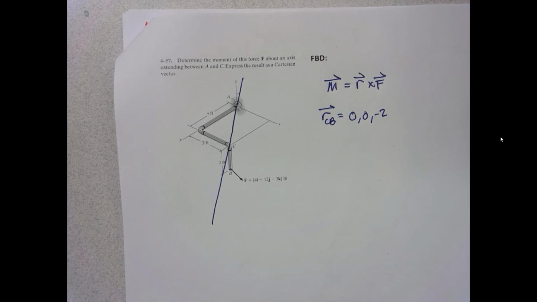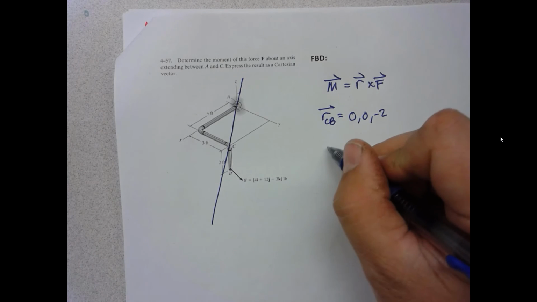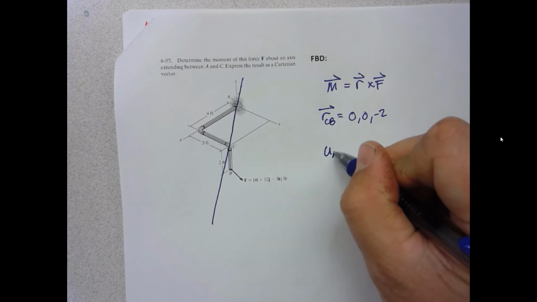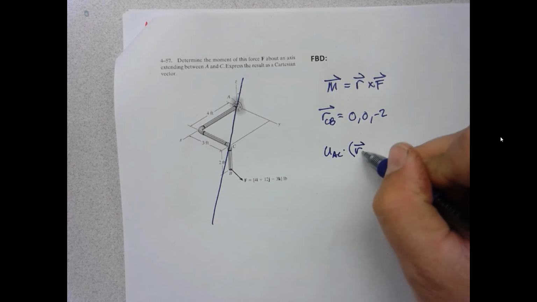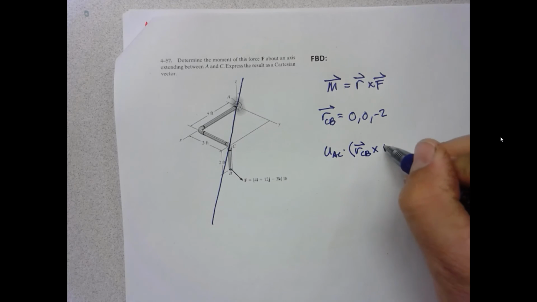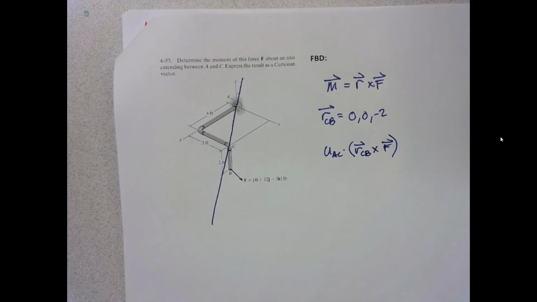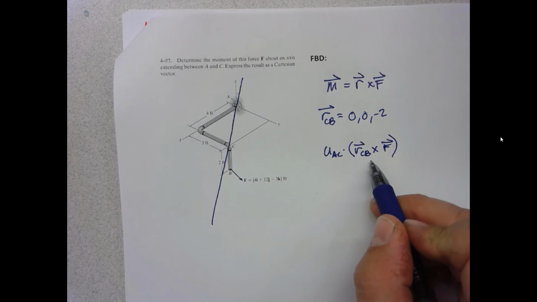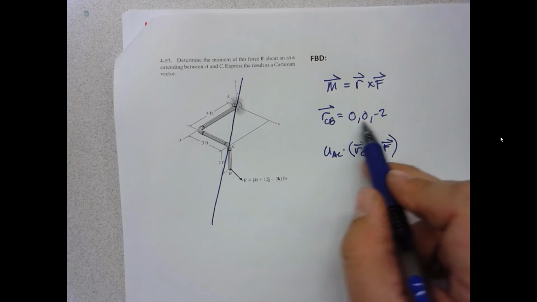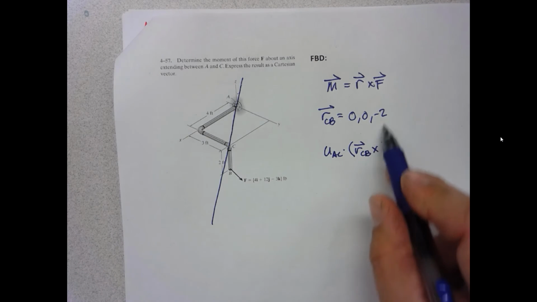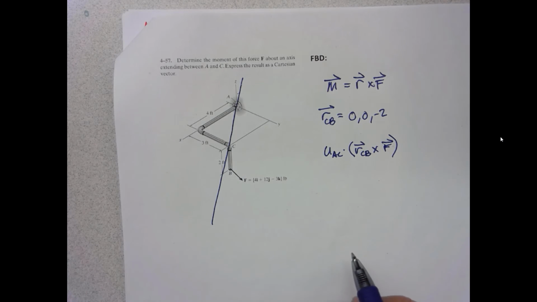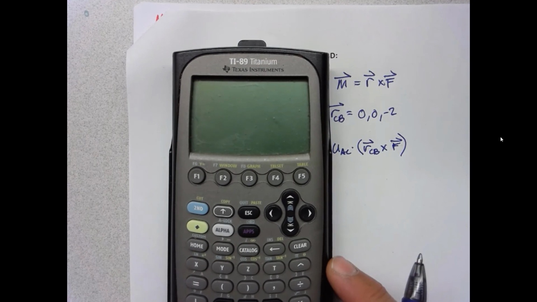Okay. So what I'm after is the unit vector of AC dotted with the moment, which is going to be R_CB crossed with the force vector. Let's do the part in parentheses right now. R_CB we know is 0, 0, negative 2. So let's find the cross product of 0, 0, negative 2 with F. I'm going to do that on my calculator.